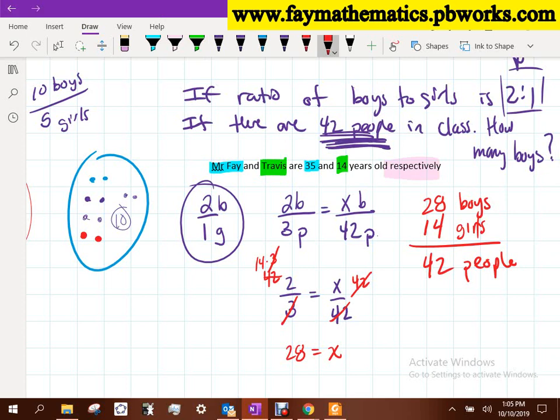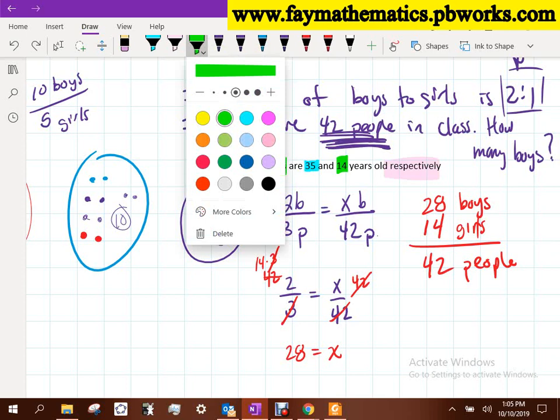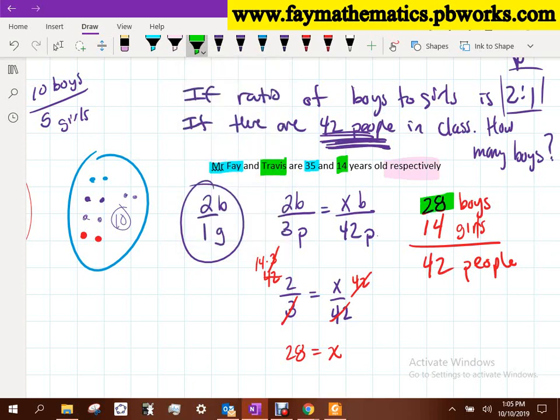All I did is I took 42 minus 28, right? I guess you have 14. What is the relationship between that number there and that number there? If I take 28 and divide it by 14, what does that reduce to? 2 to 1, doesn't it? Is that the ratio that we started off with, boys to girls?